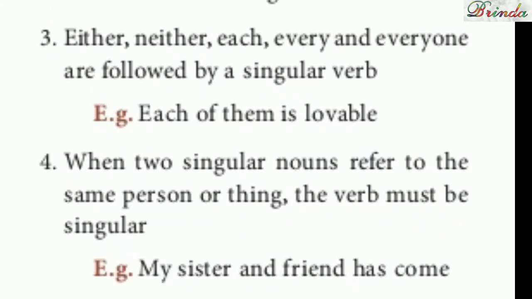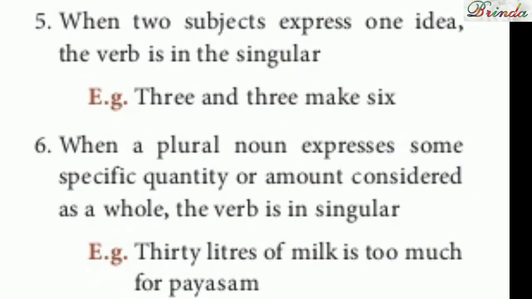Third one, either, neither, each, every and everyone are followed by a singular verb. Each of them is lovable. Individually. So therefore we are using is. Fourth one, when two singular nouns refer to the same person or thing, the verb must be singular. For example, two nouns refer to the same one. My sister and friend has come. That is, my friend is her, and my sister is also her. Fifth one, when two subjects express one idea, the verb is in the singular. That is, two subjects express one idea. 3 and 3 make 6.